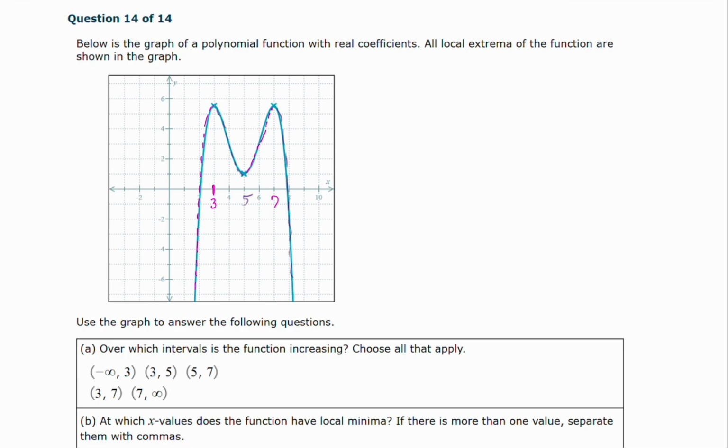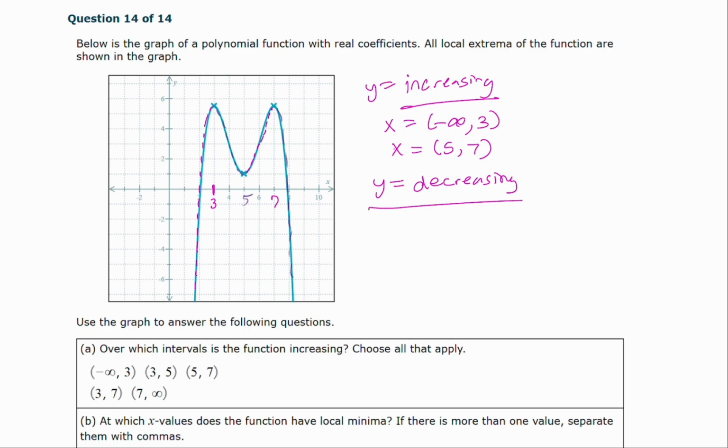Okay. So it's increasing, going uphill from an x value. Now remember, that's the word, what the y's are doing. The y's are increasing, the heights are increasing from an x value of negative infinity till an x value of 3. And then also there's a spot from 5 to 7. The y's are decreasing on all the other intervals. So it's going downhill from an x value of 3 to 5. And again, from an x value of 7 till the rest of forever.